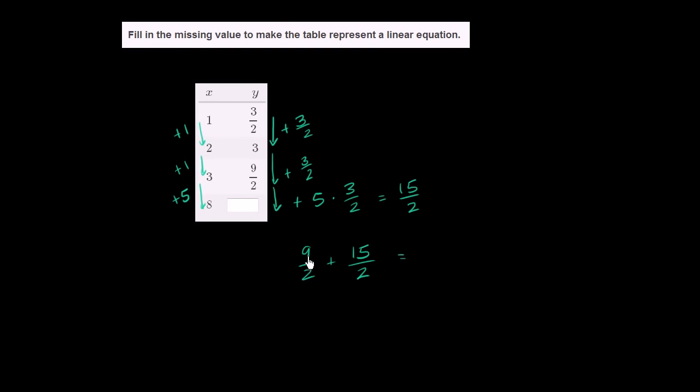But this is going to be equal to 9 plus 15 is 24 over 2, which is equal to 12. And so in the box, we could write 12. And we are done.